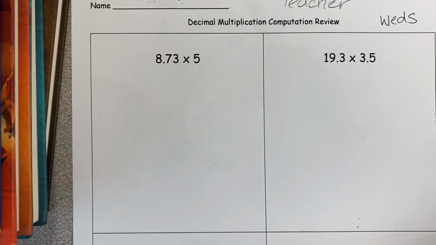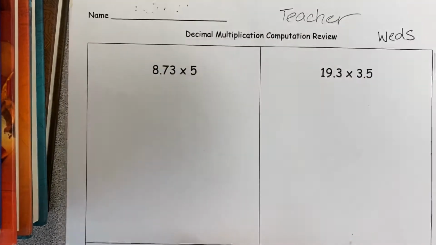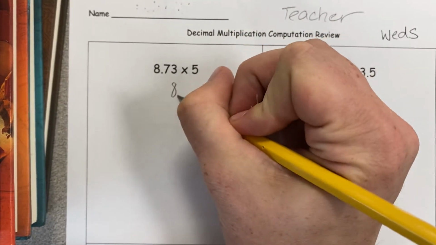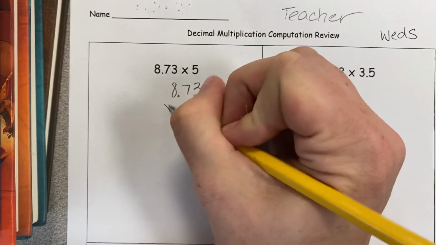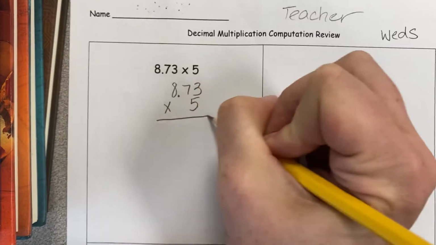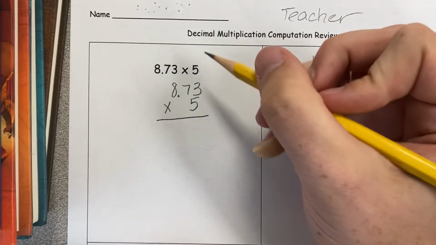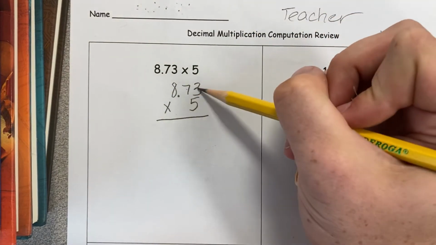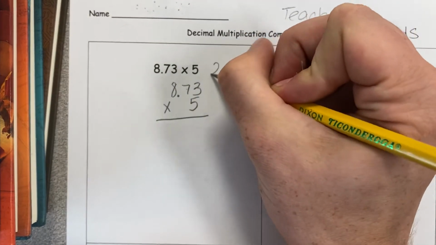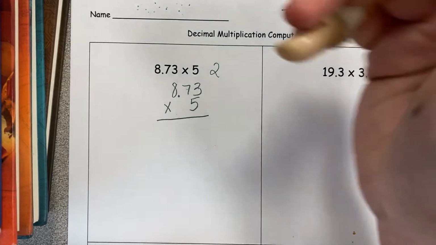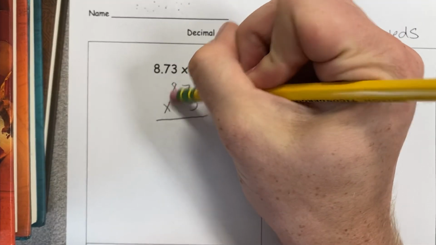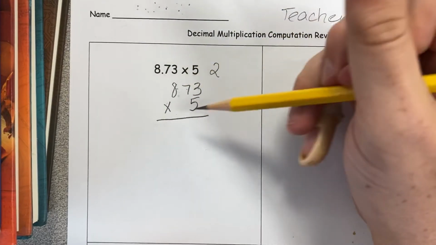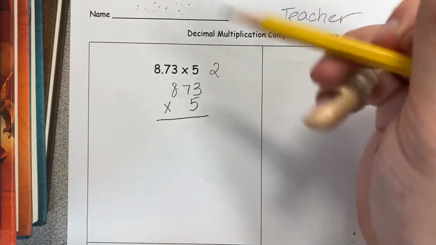Okay, so today we're going to continue reviewing multiplying decimals. So remember, our first step is we are going to write our problem like a normal multiplication problem. Then we're going to look and count how many numbers are behind the decimals. In this case, I have two numbers behind the decimal, so I'm going to put a 2 up here. Step 3, we erase our decimal, and we're going to treat this like a normal whole number multiplication problem.